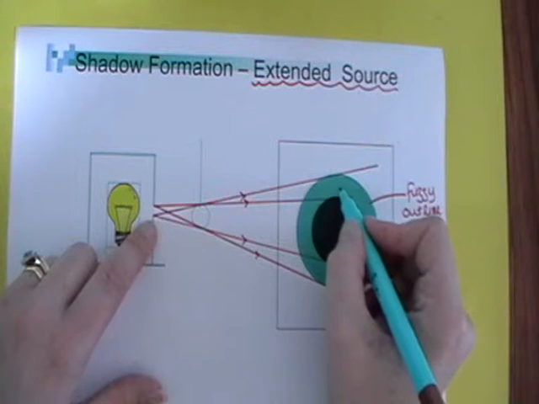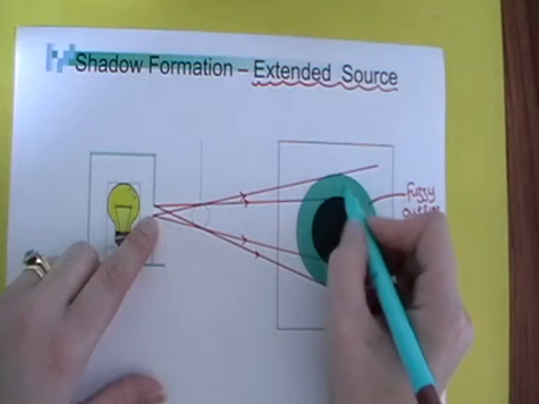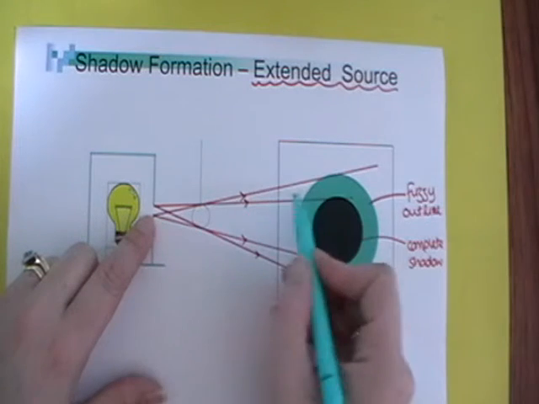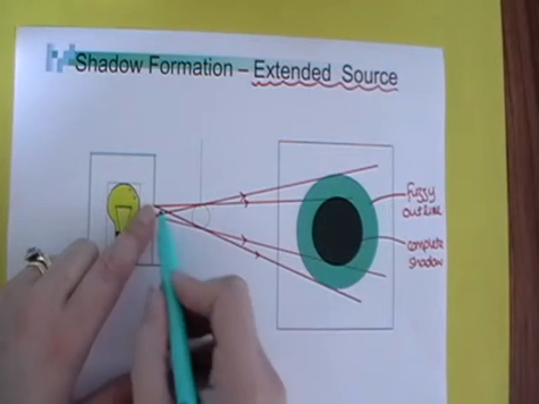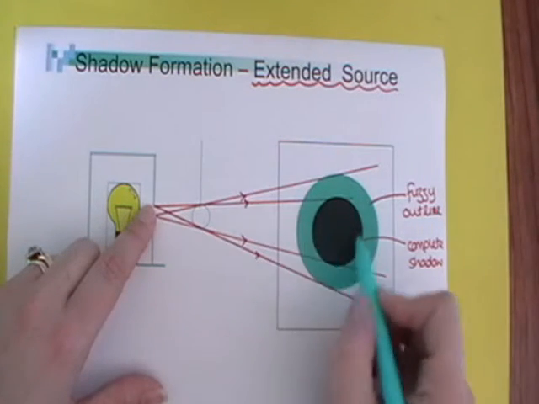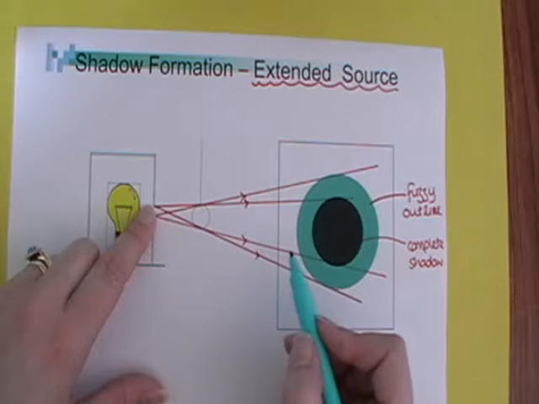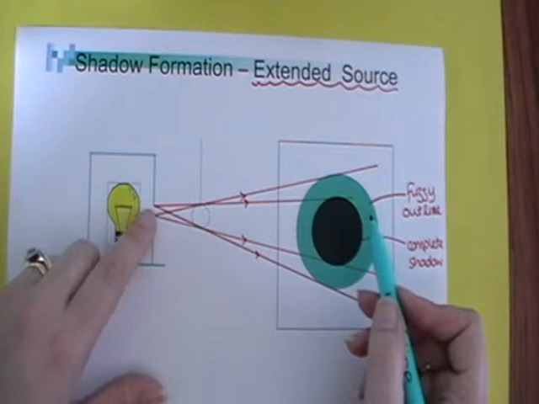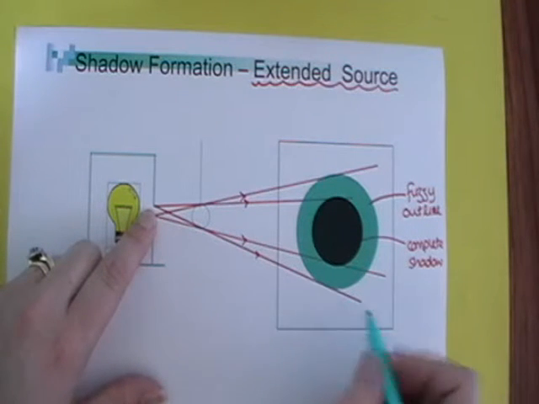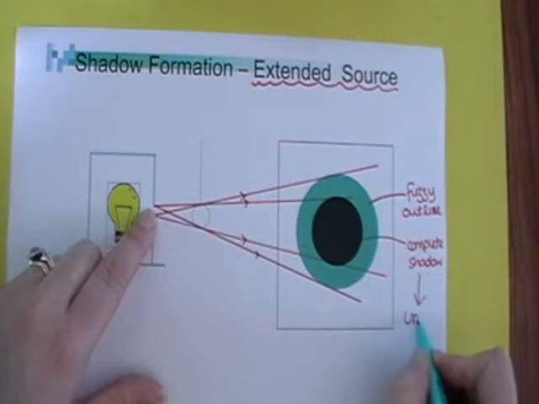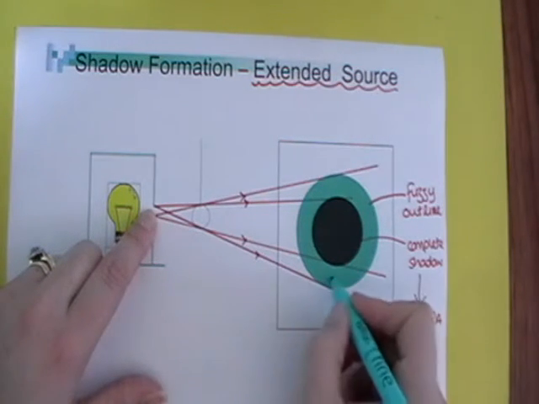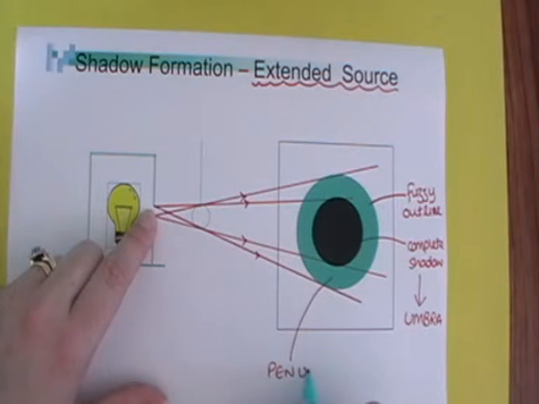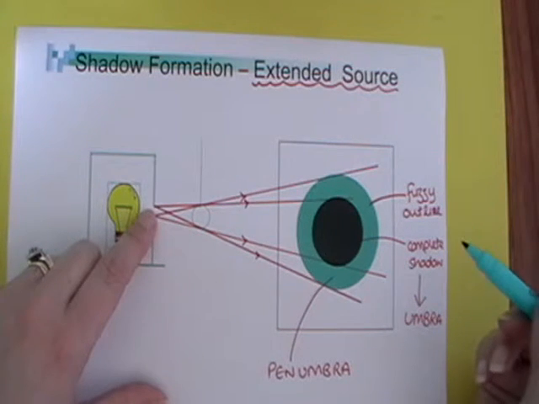And in this fuzzy outline, at the top of the fuzzy outline, some of the rays from the bottom of the slit are getting passed, and at the bottom, some of the rays from the top of the slit are getting passed. In the dark centre, all of the rays have been stopped by the ping pong ball. And this fuzzy outline is where some light is getting through from some positions in the extended source and some isn't. We call this complete shadow at the centre the umbra. And the fuzzy outline has a different name. It's called the penumbra.